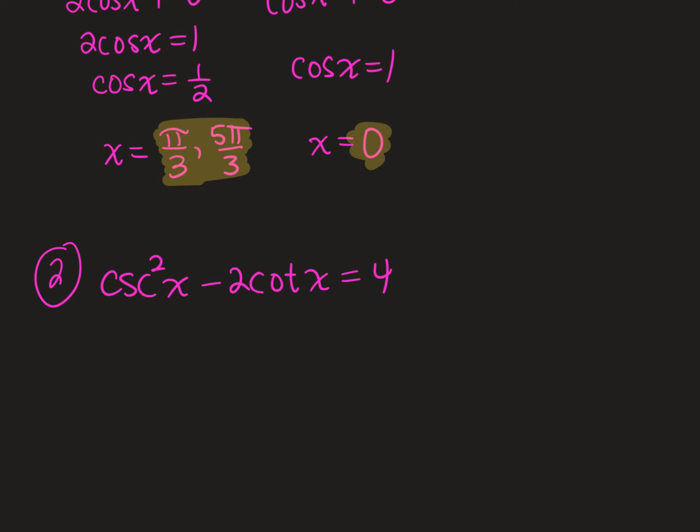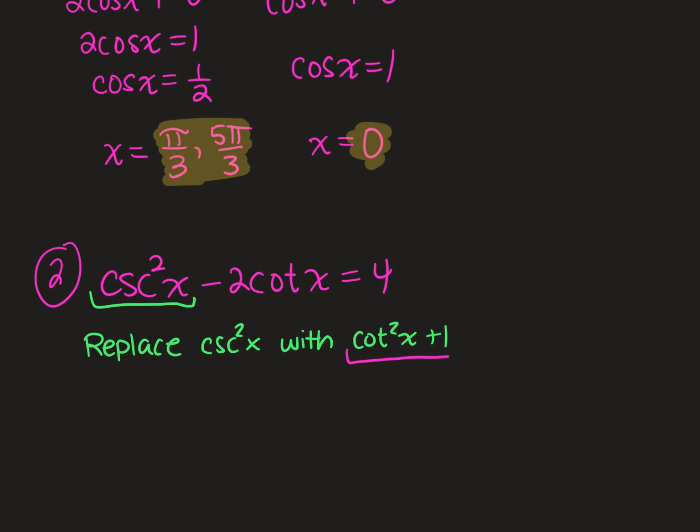So I'm going to do that. And again, I'm going to write that down. I think it's just helpful when you look at it later to remember what you did. So I'm going to replace cosecant squared with cotangent squared plus 1. That's my goal. Okay, replace that cosecant squared with cotangent squared plus 1.